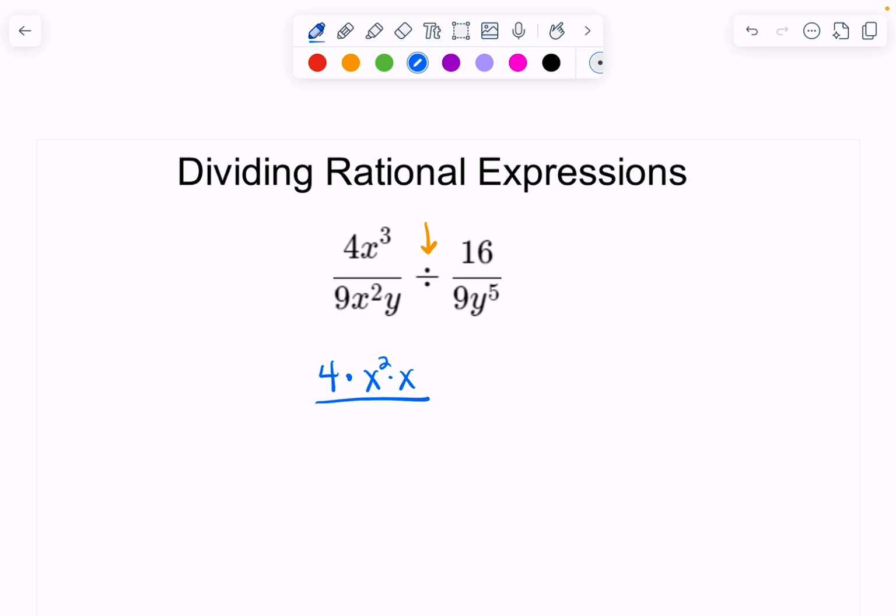And then in the denominator, we'll have 9. That's being multiplied by x squared and then multiplied by y. Sometimes it helps people if you put all those dots in place. And then instead of division, we're going to turn it into a multiplication job and flip the second fraction. So now 9y to the 5 goes on the top. So that's 9 times y to the 5th.